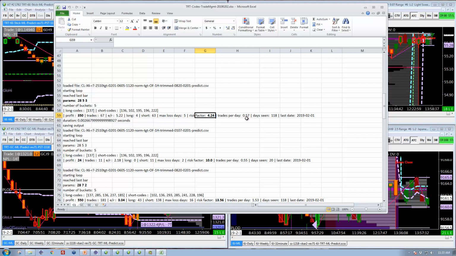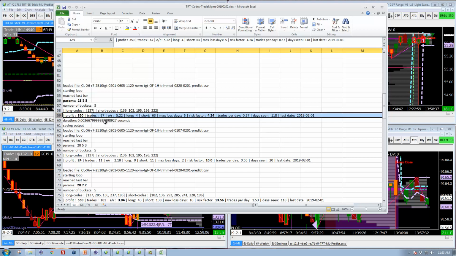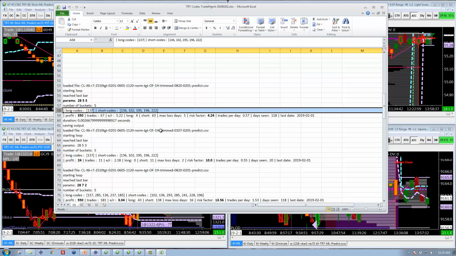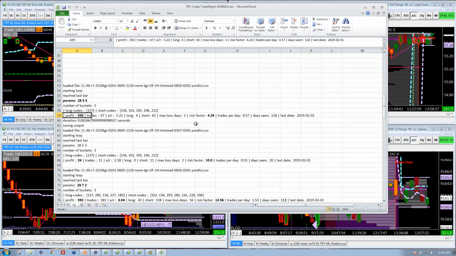Trades per day, 0.57. So basically a trade every other day is what that says. So this is the first cut. The first slice is 28 days per bucket, trade quality of 5, and I want to see it at least 3 times. That gives us this starting point of these codes. I then take those codes and actually run them, and that's where this row comes from, profit of 350.